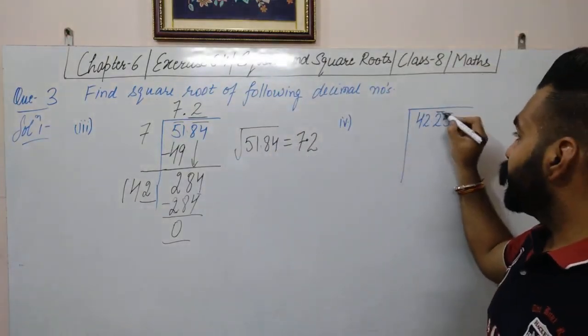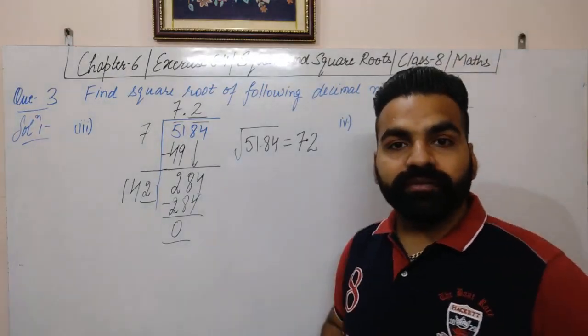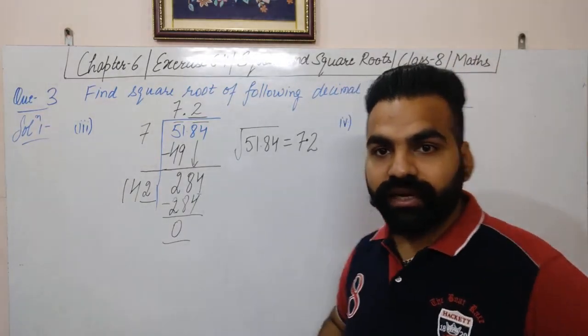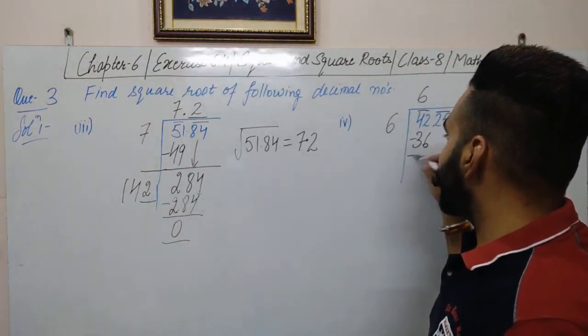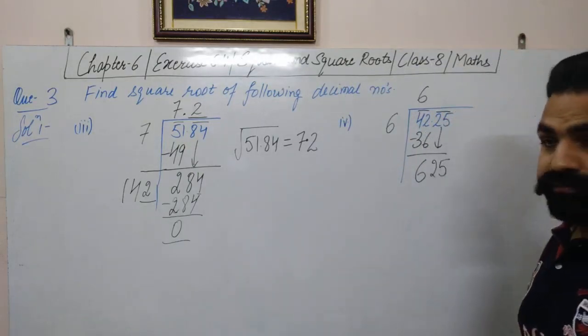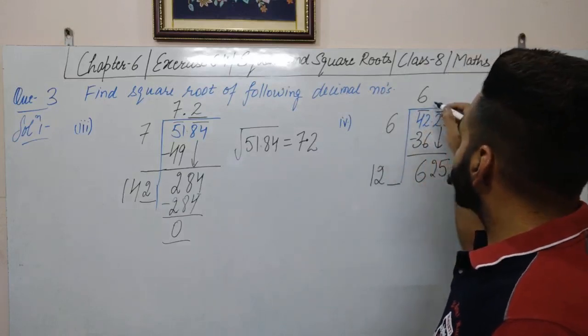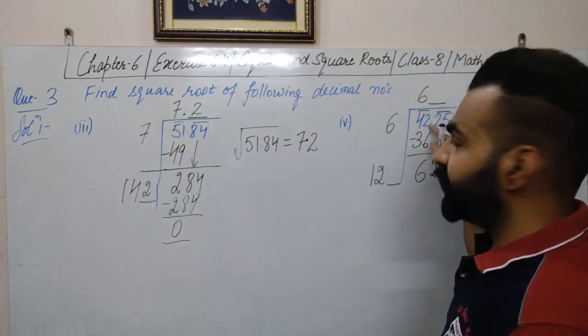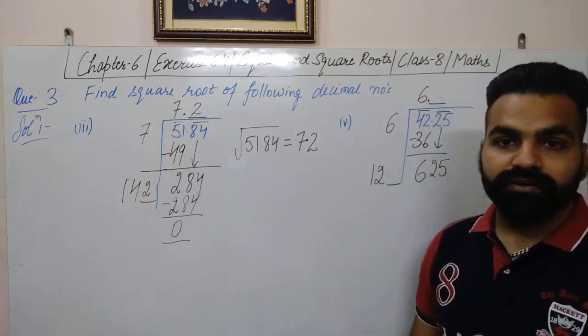Next is 42.25. First of all we will put bar on 25 and 42. We will think of a perfect square number less than 42, that is 36. So 6 into 6 is 36, minus, 6. This pair will come down, 625. We will double the divisor, 12. We will put a blank here, and there is a decimal before 25, so we will put a decimal here also.